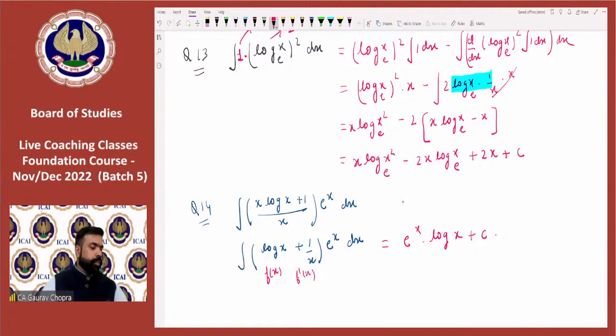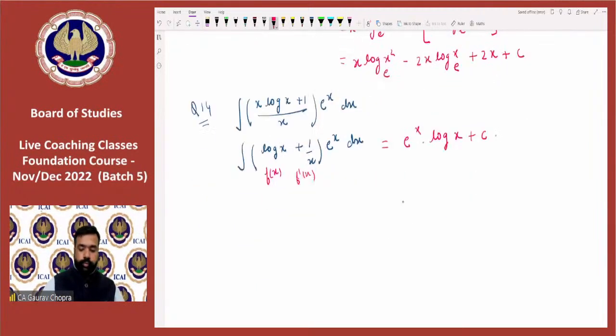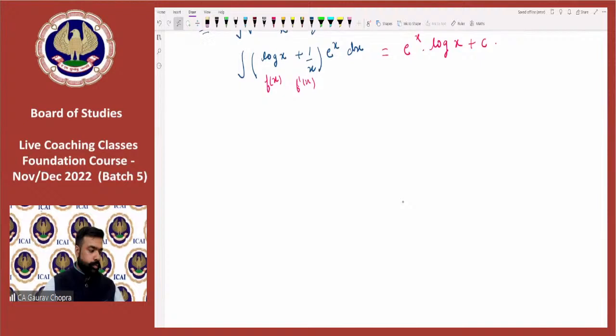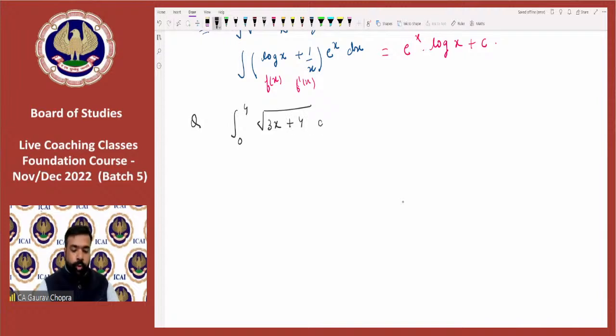Then another one. The limit is from 0 to 4, integral of root of 3x plus 4 dx. Now this is the question with limit from 0 to 4. So what can be done?